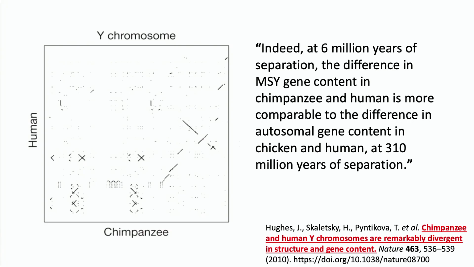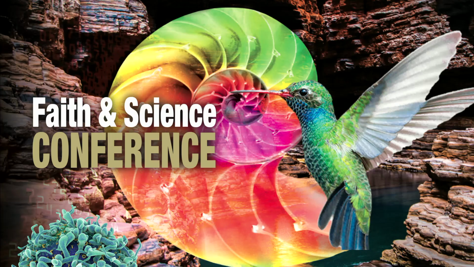Okay, so indeed at 6 million years of separation, the difference in the Y chromosome content of chimpanzee and human is more comparable to the difference between a chicken and a human. So they're saying that if we looked at the Y chromosome, they're as diverse as a chicken and a human. Remember, chickens are what they think dinosaurs came from. So they're very, very different from us.